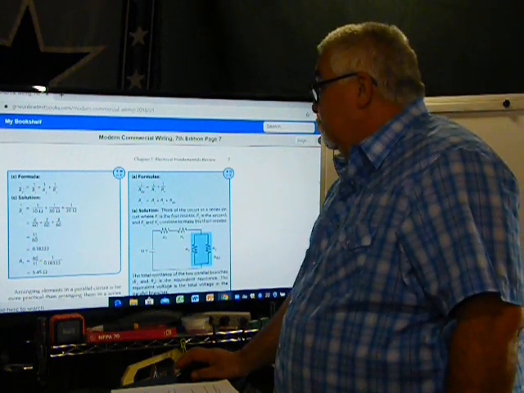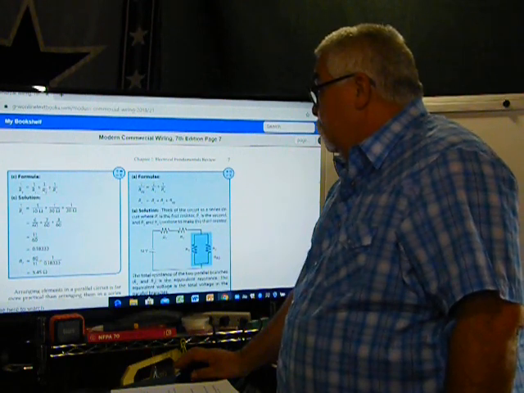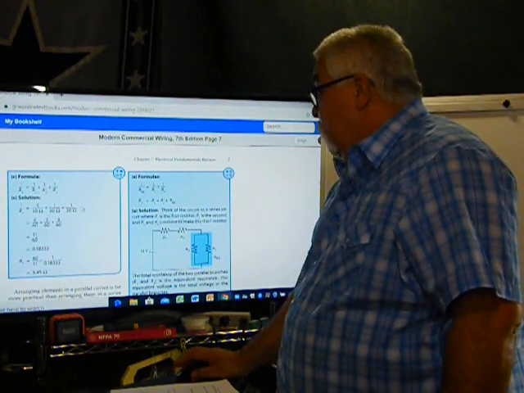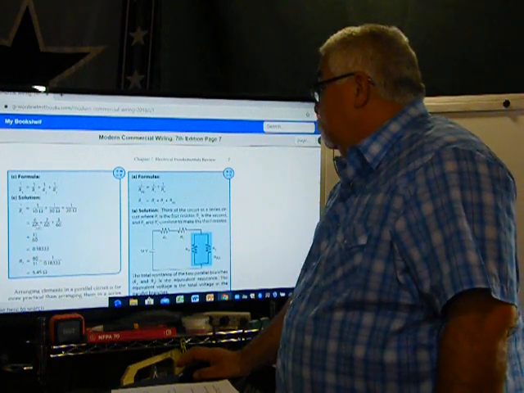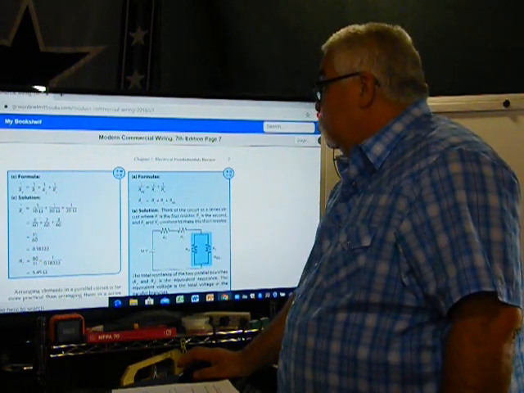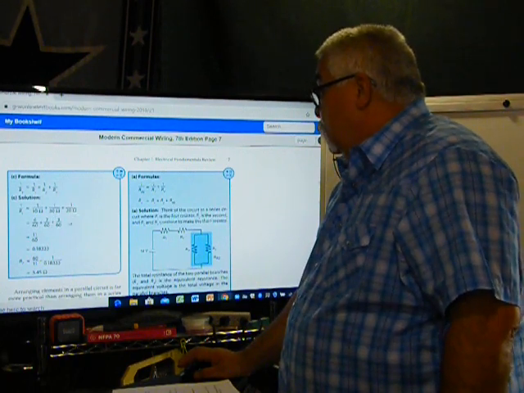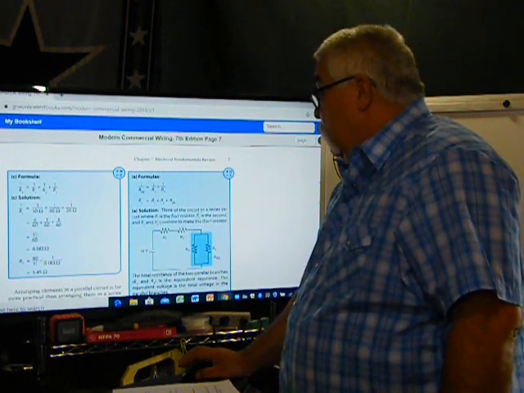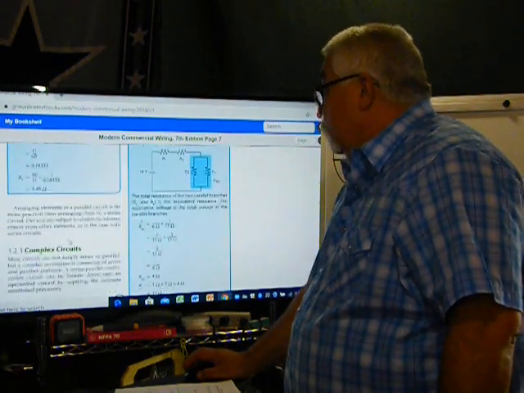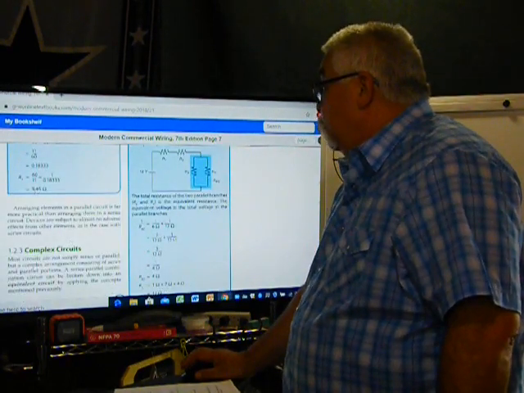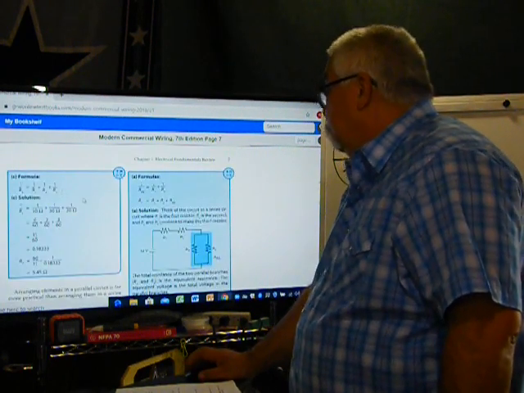So 1 over RT equals 1 over R1 plus 1 over R2 plus 1 over R3. You have to have a common denominator here. The common denominator would be 60. Okay. 10 goes into 60 six times, 30 goes into 60 two times, and 20 goes into 60 three times. Add them all up. So my total resistance for the circuit would be 5.45 ohms. Okay.